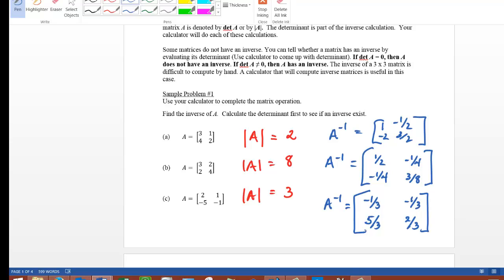Alright, that's a good introduction to identity matrix and inverse matrix, and we'll continue with the notes in the next video.